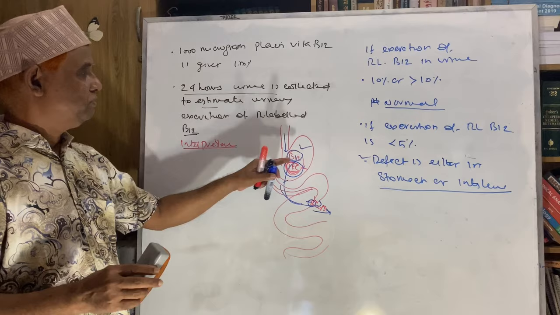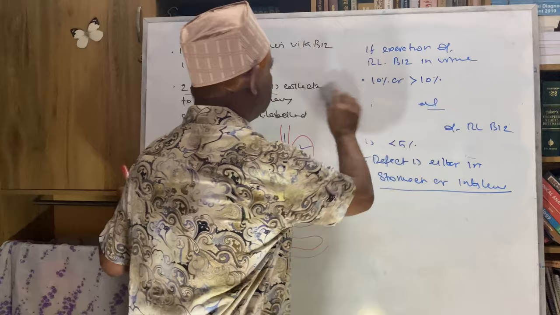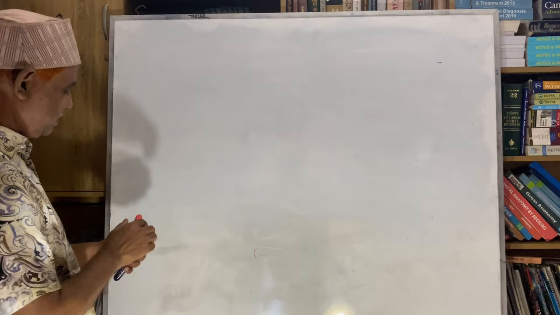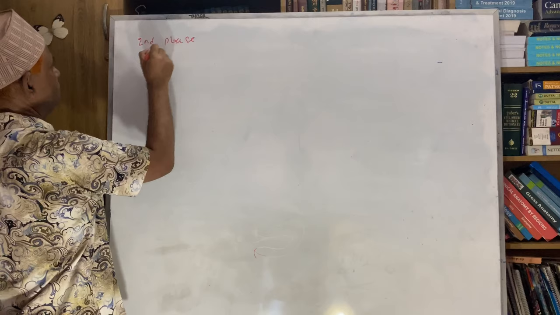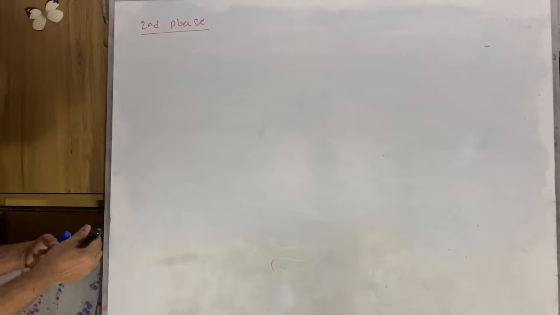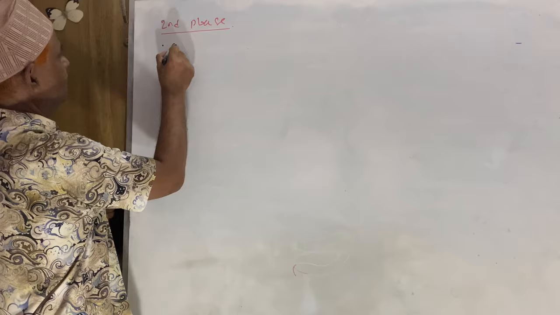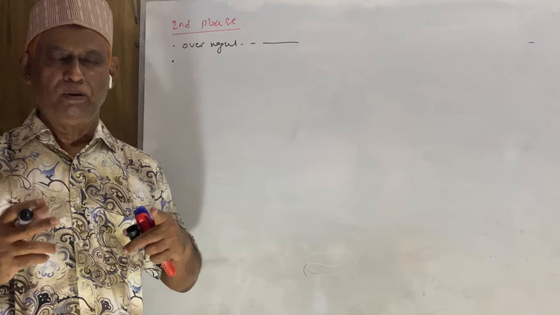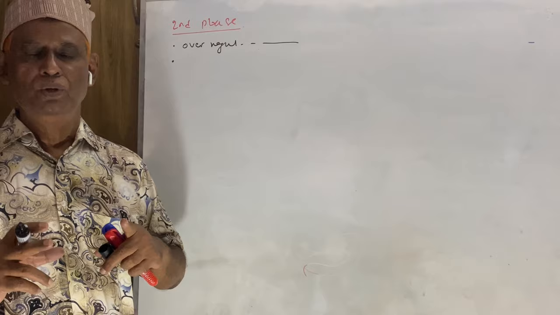Then to know where the defect is, we have to do the second phase. If excretion is less than 5%, we have to go for the second phase, phase 2 of the Schilling test. Again, the patient keeps overnight fasting. After overnight fasting, the patient is given orally 1 microgram radiolabeled vitamin B12 in 1 glass of water, in addition to some intrinsic factor of Castle.